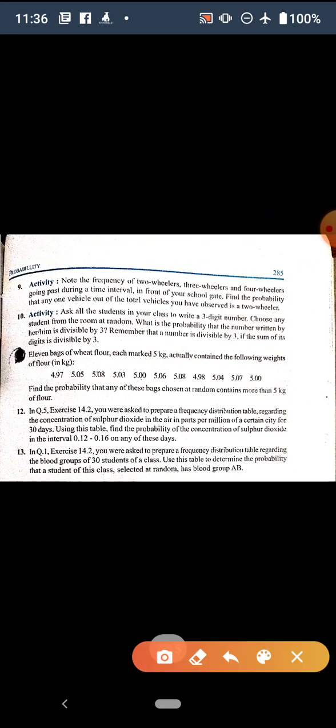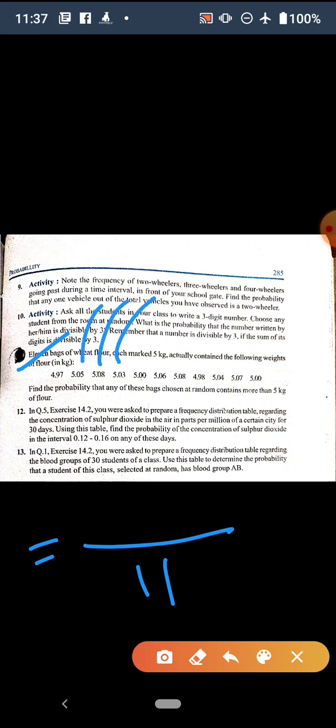Then you can do question number 11. 11 bags of wheat flour, each marked 5 kg. There are 11 bags, so what is the total number of outcomes? That is 11. They actually contain the following weights. Find the probability that any of these bags chosen at random contains more than 5 kg of flour. How many bags contain more than 5 kg? This one, this one, this one, this one, this one, this one and this one. More than 5 kg we are talking about. So 1, 2, 3, 4, 5, 6, 7. So it is 7 by 11.